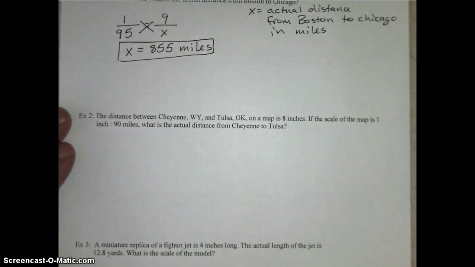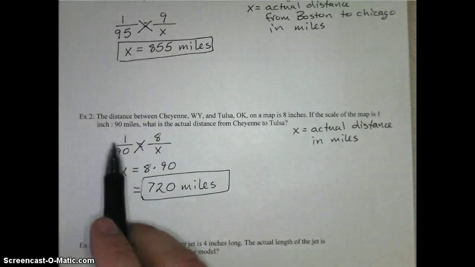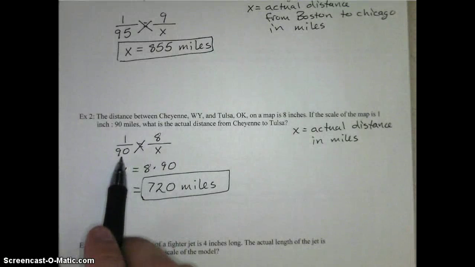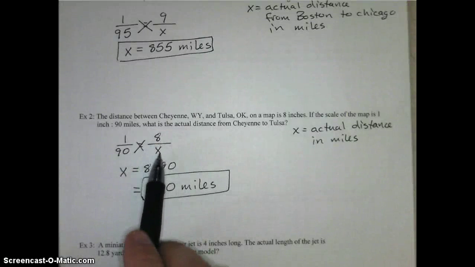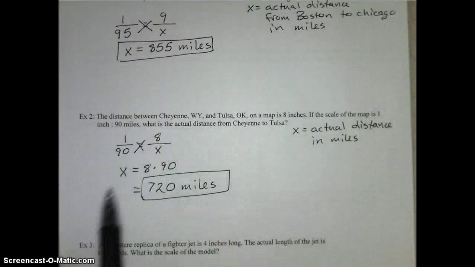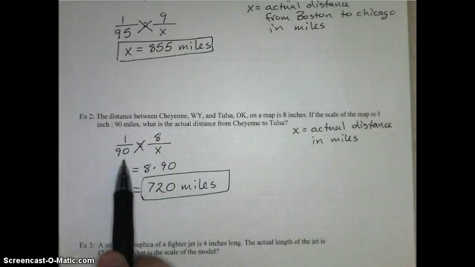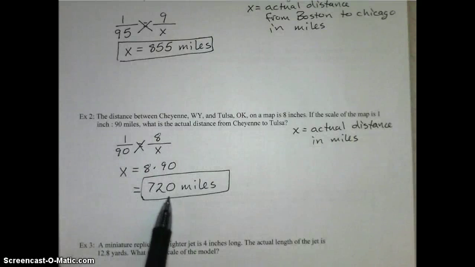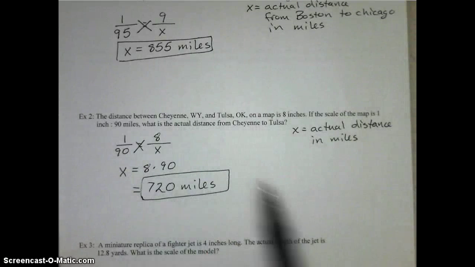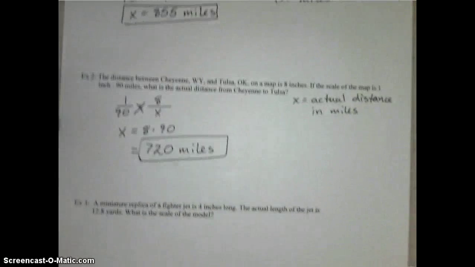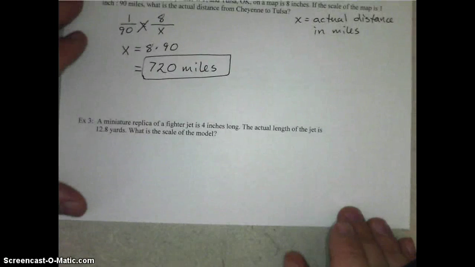Alright, this is what we should get. Again, we have our 1 inch over 90 miles ratio, and that should equal 8 inches over x miles for the actual distance. And so when we cross multiply, x times 1 is just x, and 90 times 8 is 720 miles from Cheyenne to Tulsa. Alright, let's take a look at our next example.